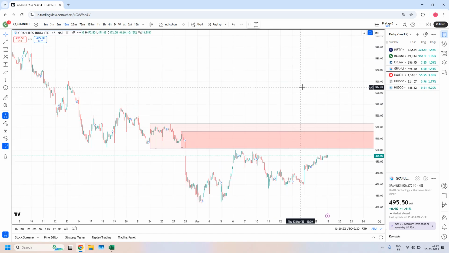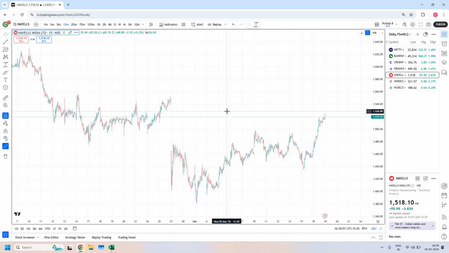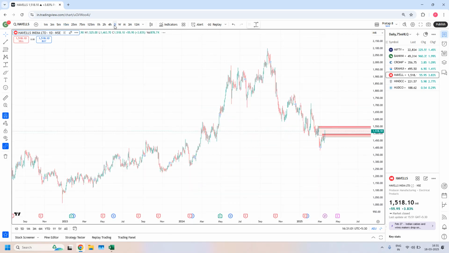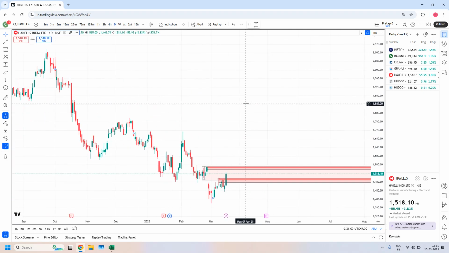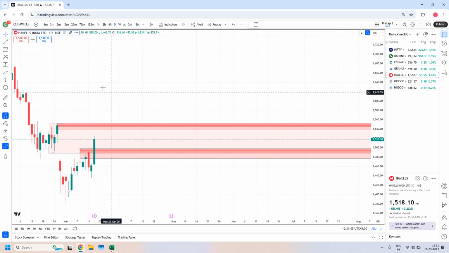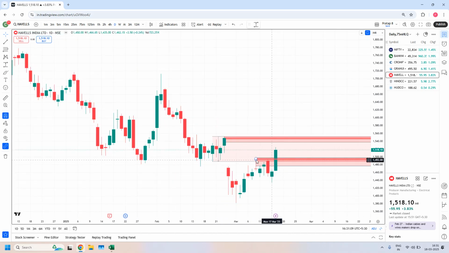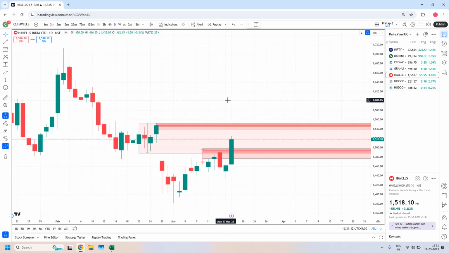So this is about Granules. Next one is Havells. Havells is also a 75-minute, daily high liquidity supply zone. Havells we already fine-tuned previously. This is not new, because the moment I opened the chart, it is already there in my chart.